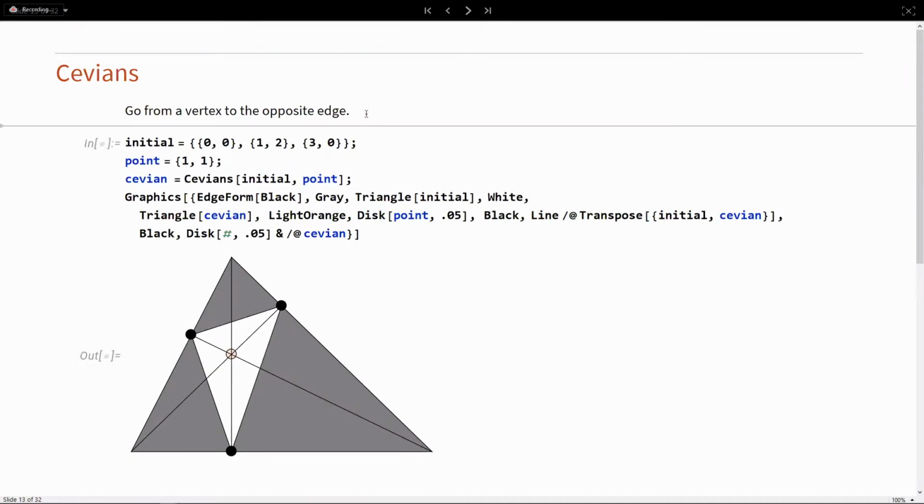We can also build Sevians for the points. If we start with a triangle and put down a point and draw lines through that to the opposite point, we get intersections with the opposite sides, and those intersections are the Sevian points based on whatever point. So if I had this set up as a manipulate, I can move this point around and the black dots would move around.